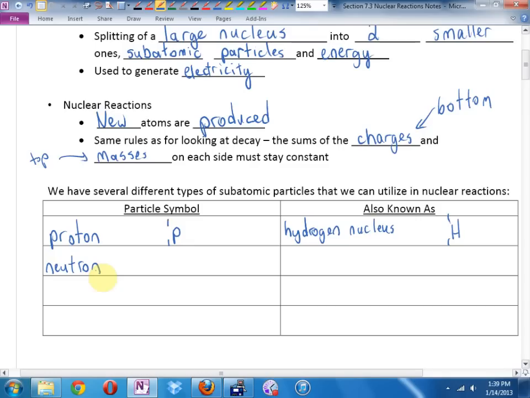What would be a good abbreviation to use for the word neutron? Lowercase n. What's the charge on a neutron? Why is it called a neutron? What's the charge? 0. We'll put a 0 down there. Now, do you remember we did learn the other day, what's a neutron made up of?